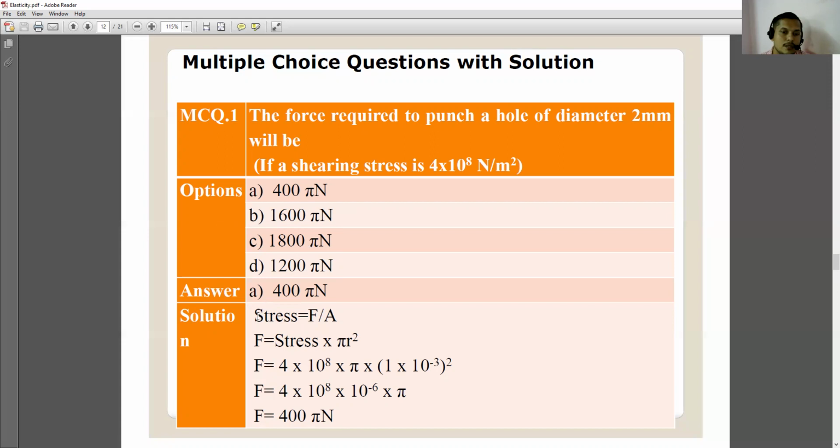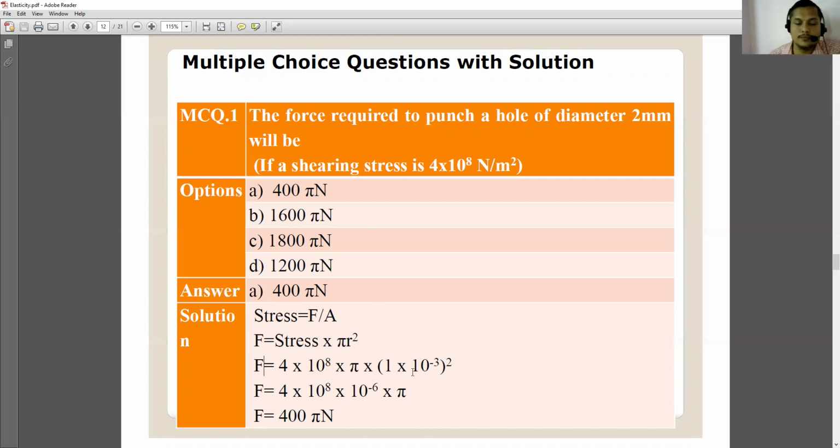So let us understand what the steps are. We have to know the equation that stress is equal to F upon A. But here we have to calculate F, so we adjust this equation. We get F is equal to stress into pi r square. Now we can put the values. So F is equal to stress, that is 4 into 10 raised to 8, into pi into r square.